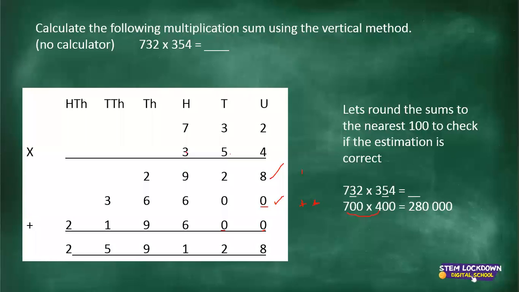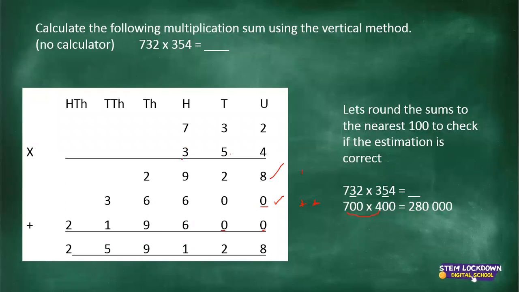Okay, so then we're going to multiply 3 with the 2 in the units column. So 3 times 2 gives you 6. So we put our 6 here. Okay, so now we're going to take 3 times 3. So 3 times 3 gives you 9. And we put our 9 here.